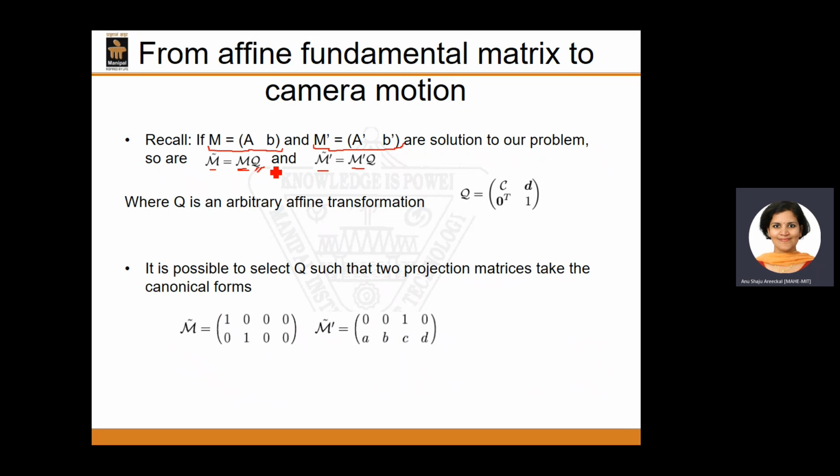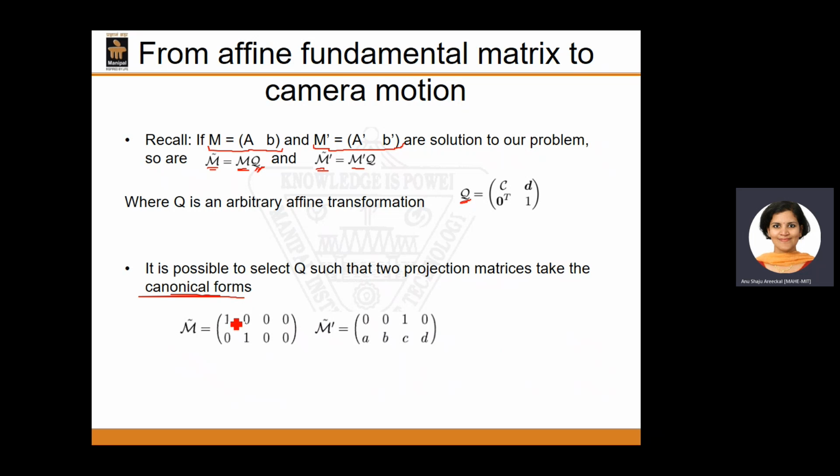So we are trying to make use of this particular property in order to solve this problem of finding the affine structure from motion. What we are going to do is transform the camera matrices into a certain form that will help us with easier calculations, by carefully selecting the value of Q. So Q in general, the matrix Q can be written as [C D; 0 1], right? Now we have to select the values of Q in such a way that these projection matrices M tilde and M tilde dash are in the canonical form.